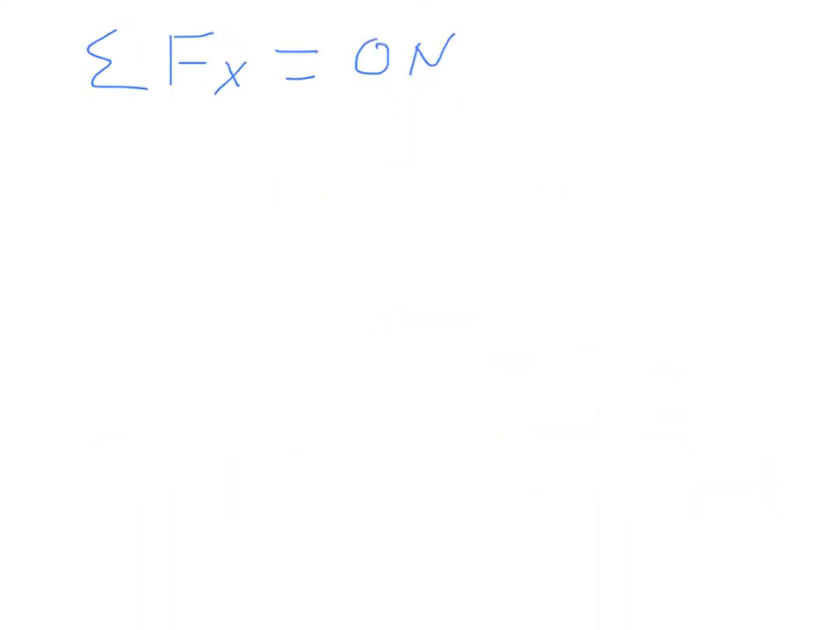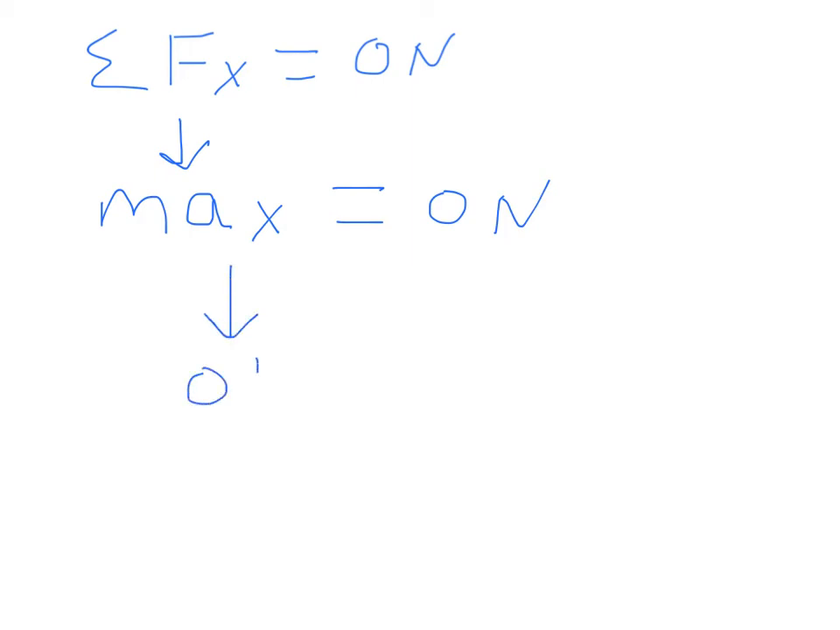Let's start by looking at the sum of the forces in the x direction, which we know now is 0 newtons. From Newton's second law, we find that the force is equal to the mass times the acceleration. The acceleration must also be in the same direction. That means it is the acceleration in the x direction. The result is that the acceleration in the x direction must be 0 meters per second squared. In other words, in the x direction, this object will have a constant velocity.